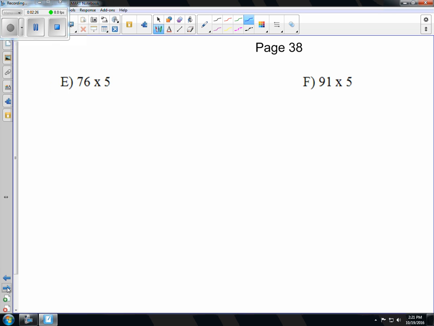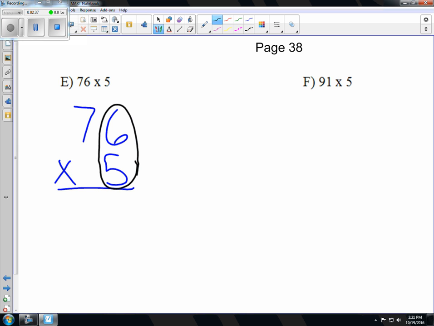We're going to skip to the next one. So now we have 76 times 5. First thing that we're going to do is 6 times 5, which is 30. And then we're going to move over to the next section. 5 times 7, 35, plus 3 is 38.